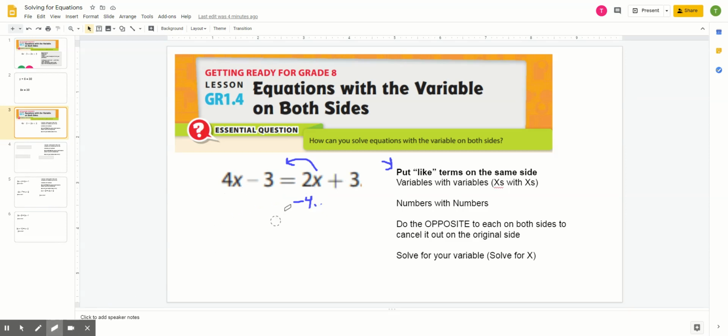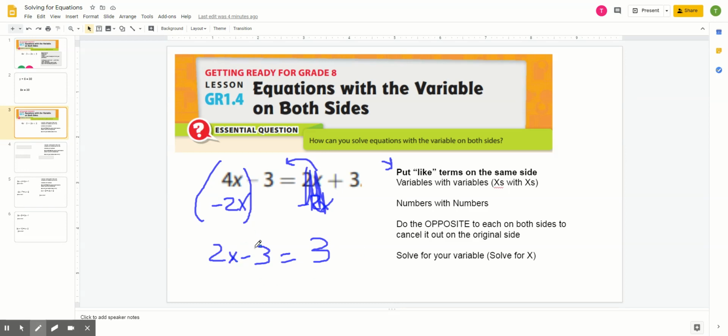I want to do the 2x and move that over. How do I do that? I'm going to subtract it from both sides. This is our step right here. Do the opposite: 2x minus 2x is going to cancel out. Now I need to solve this piece right here. 4x minus 2x is 2x. I rewrite my equation: 2x minus 3 equals what's left on this side, positive 3.